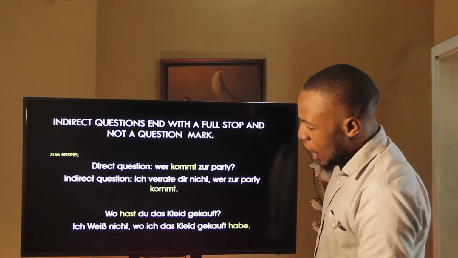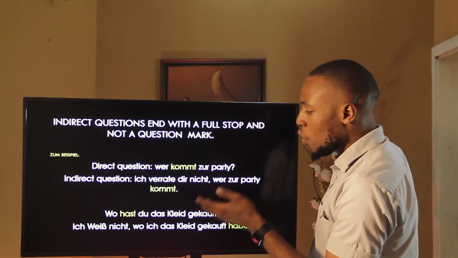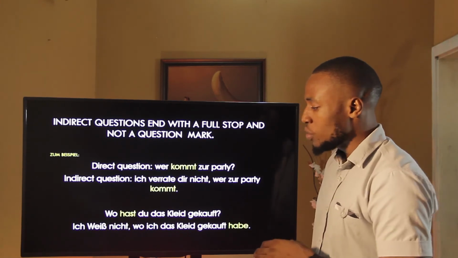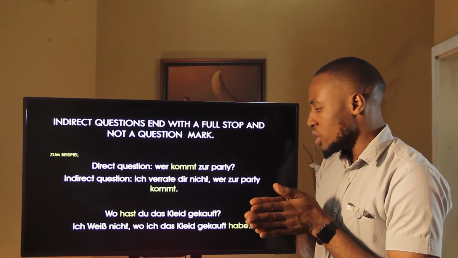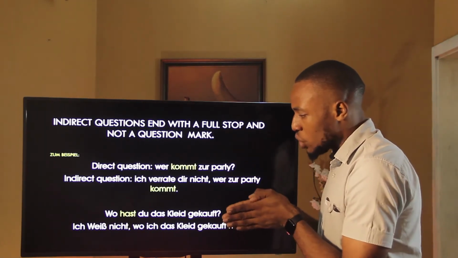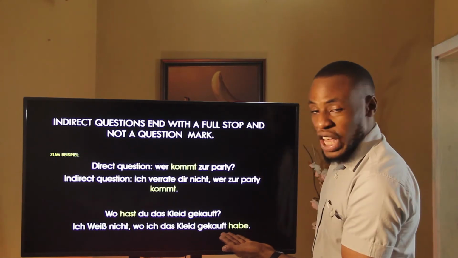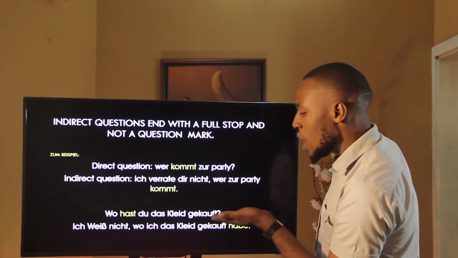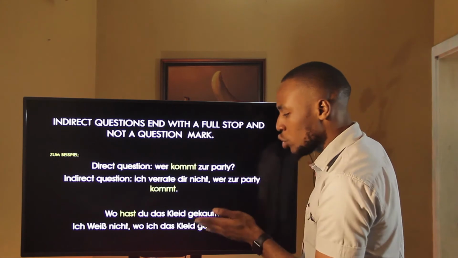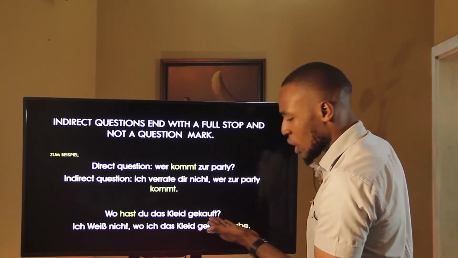Now, furthermore, we have, "Wo hast du das Kleid gekauft?" Which means, where did you buy the dress? Now, for the indirect question, I still have this in the indirect question, but if you notice, the verb is no longer in the second position, and the verb conjugation as well differs from the actual question.